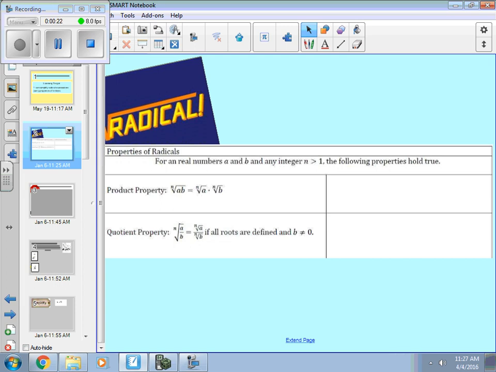The product property is one that we're going to be looking at today. That says if you have two things in any type of root, you can split those up if the numbers inside the root are being multiplied.